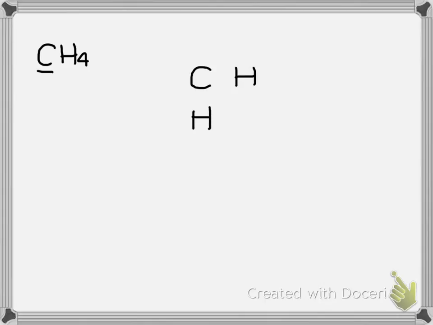Lewis structures don't show shape, although they can be used to determine the shape, so I just like to draw mine at 90-degree angles. So this is the skeletal structure. This is step 1. The second step is to add up all the valence electrons, so I know I have a carbon and 4 hydrogens. Carbon is in group 4A, and looking at the periodic table, I know that carbon has 4 valence electrons.